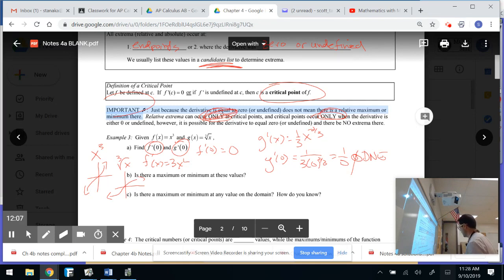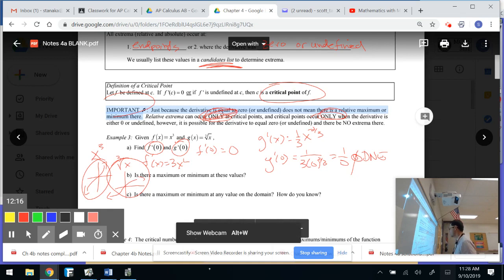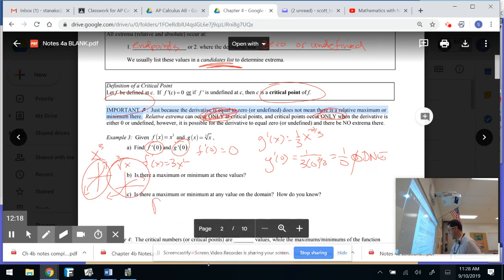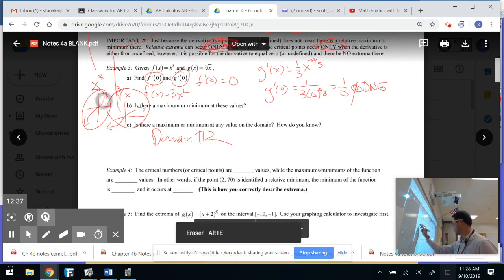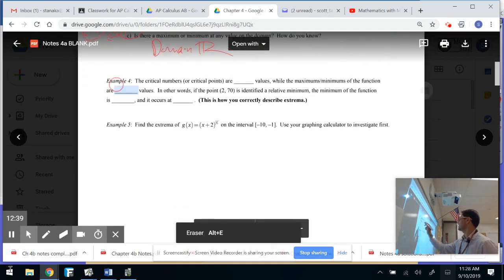Is there a max or min at any value on the domain? How do you know? No, because there are no maxes or mins at the critical points, and we are dealing with a domain of all real numbers. So we don't have endpoints. And what did this thing say up here? Let's go all the way back there. You have to have endpoints or you have to have critical points to have extrema. Got it, class? I think you got it. I think we're rolling a little bit. Let's keep going. Okay. Example 4.